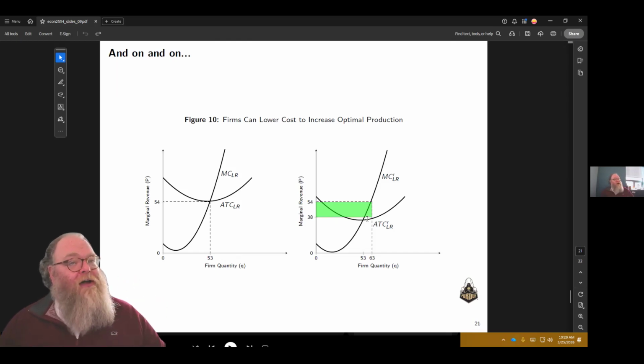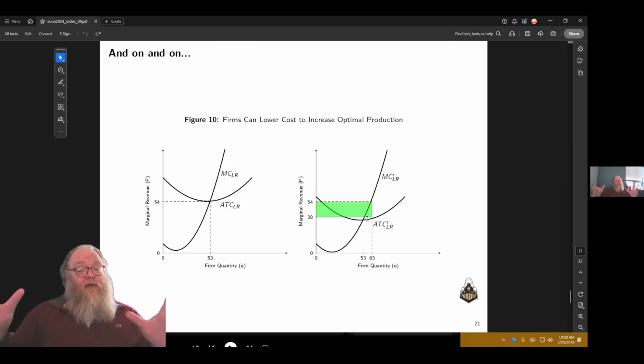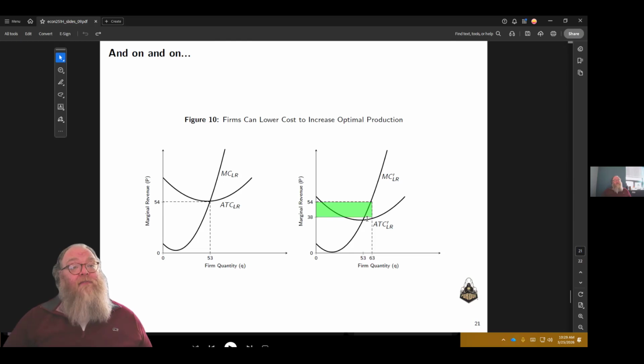But there's a problem with that story. Here's the problem. As we have previously mentioned, we have perfect information. What that means is that if firms in a perfectly competitive market are successfully getting their costs down and increasing their long-run profitability, our expectation is that other firms will enter the market. Other firms will see, hey, these firms are earning long-run profits greater than zero. There's money to be made in this market. I'm going to enter the market.